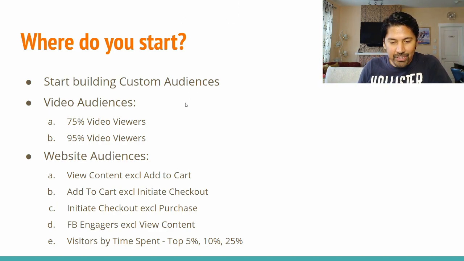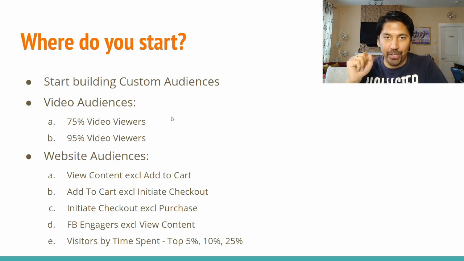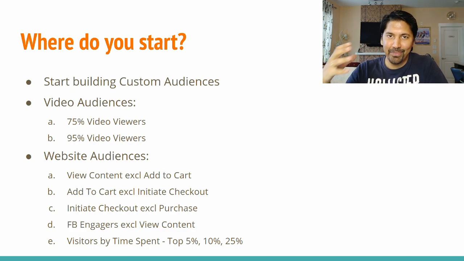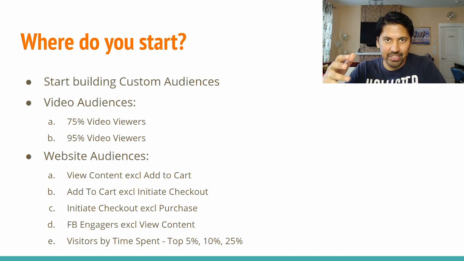So the first few steps are video audiences. That is where you should start, okay? So this, of course, assumes that you're using a video creative in your ads that you're running to your cold traffic, and that is where you'll first start hitting a critical mass where you can start building some custom audiences, right?